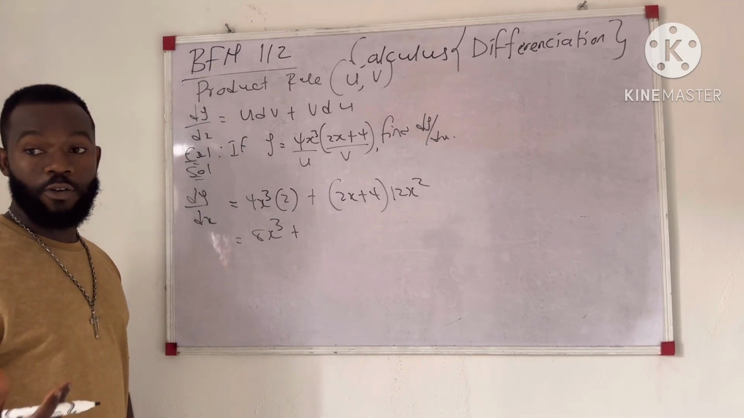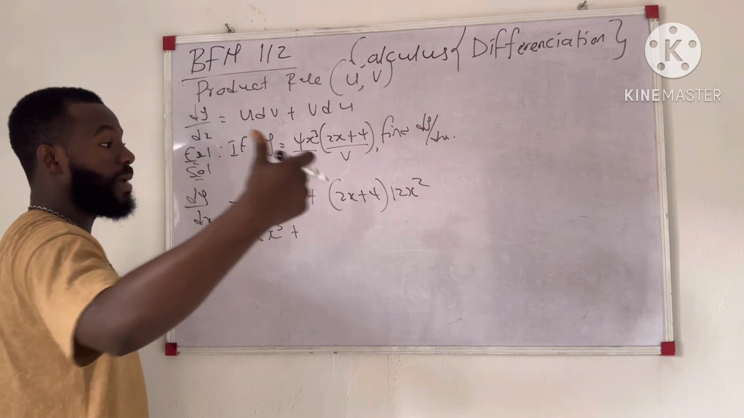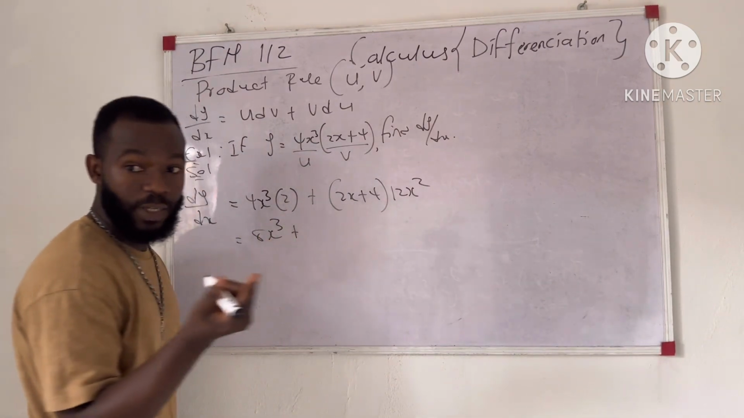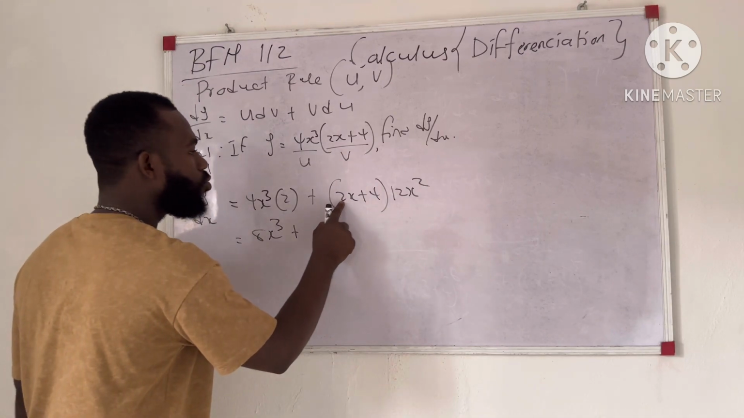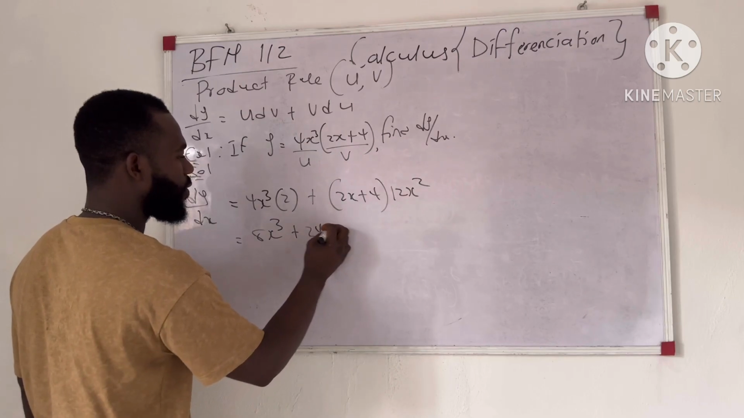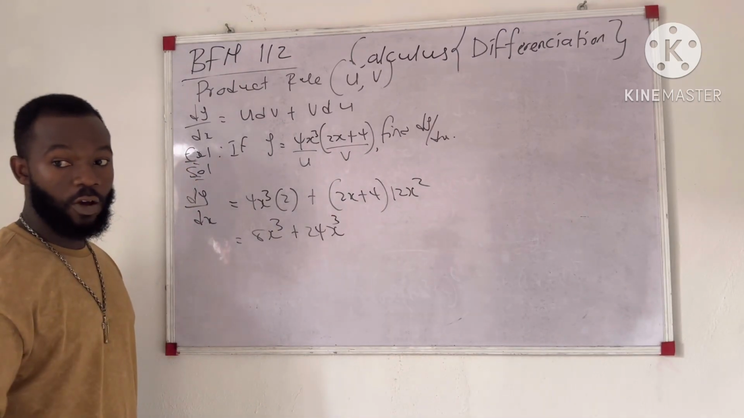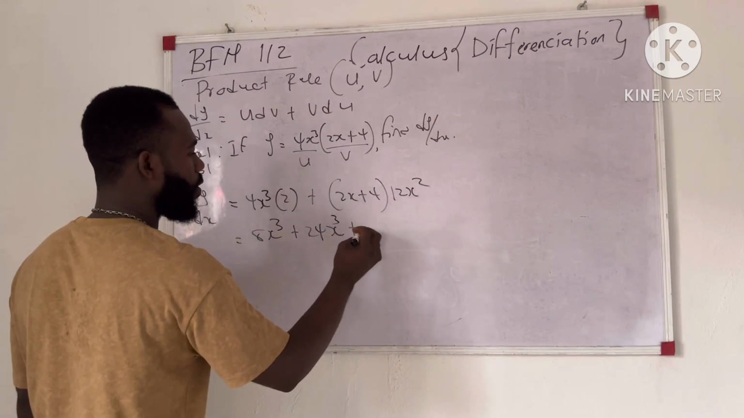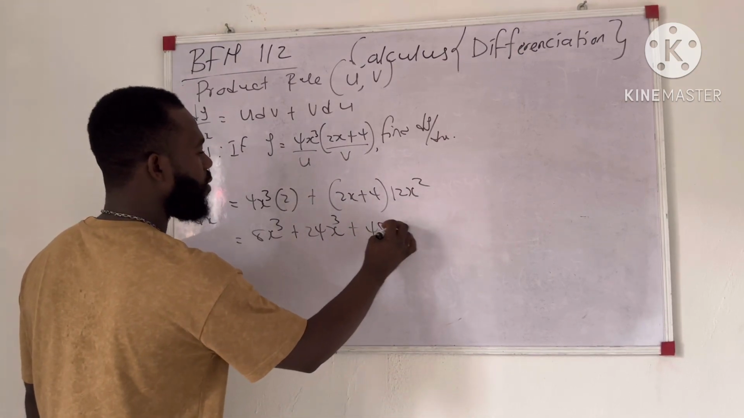And (2x + 4)^2 times 12x^2 becomes this times this times this. Multiply everything inside the bracket. So 2 times 12 gives us 24. x times x squared gives us x raised to the power 3, according to the law of indices. Plus 4 times 12 gives us 48. Then we'll bring our what?